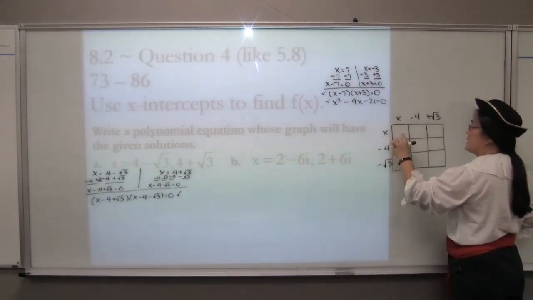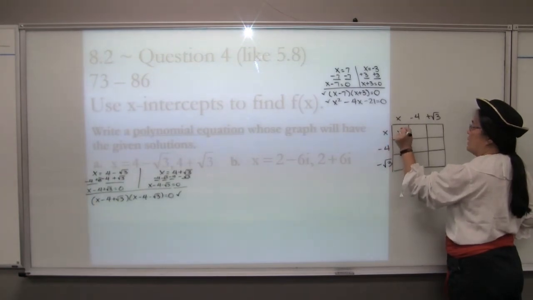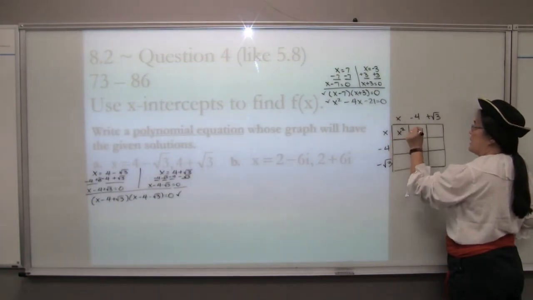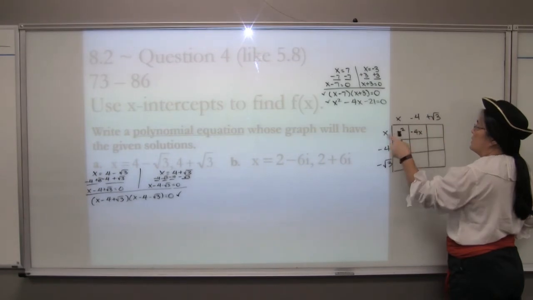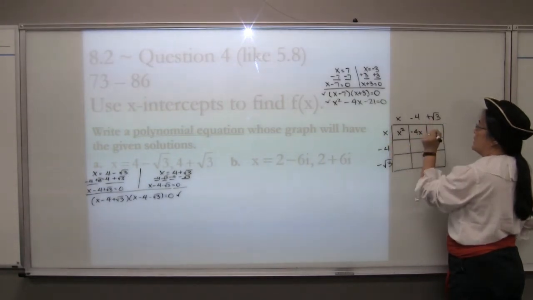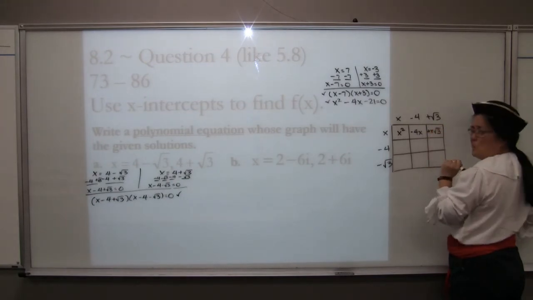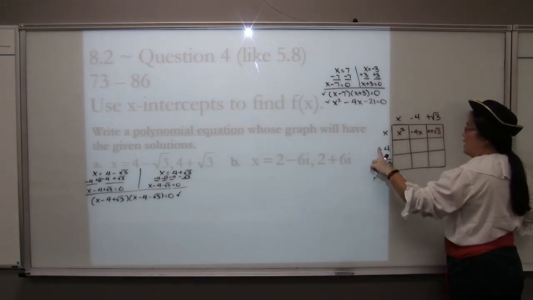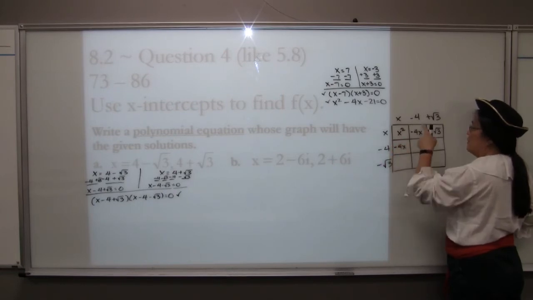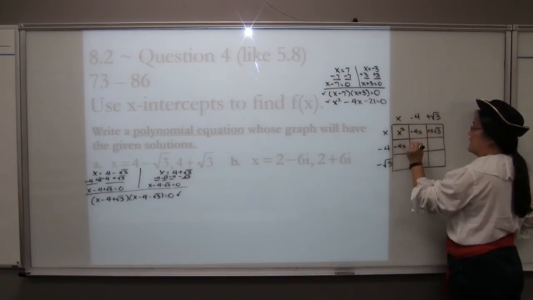Here we go. X times x is x squared. Negative 4 times x is negative 4x. And over here, outside number and then inside number. X on the outside, square root of 3 on the inside. Ooh, that's kind of yucky. Negative 4 and x. Negative 4x. Negative 4 times negative 4. Negative times negative is a positive.